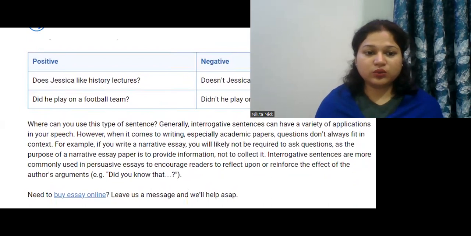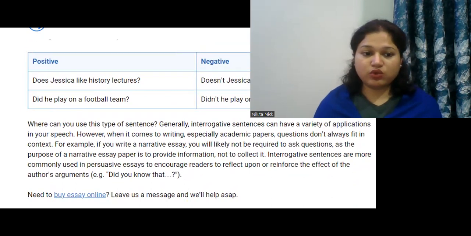Where can you use this type of sentences? Generally, these sentences can have a variety of applications in your speech. However, when it comes to writing, especially academic papers, questions don't always fit in context. For example, if you write a narrative essay, you will likely not be required to ask a question, as the purpose of a narrative essay is to provide information, not to collect it. You are going to provide information, but you're not collecting it.